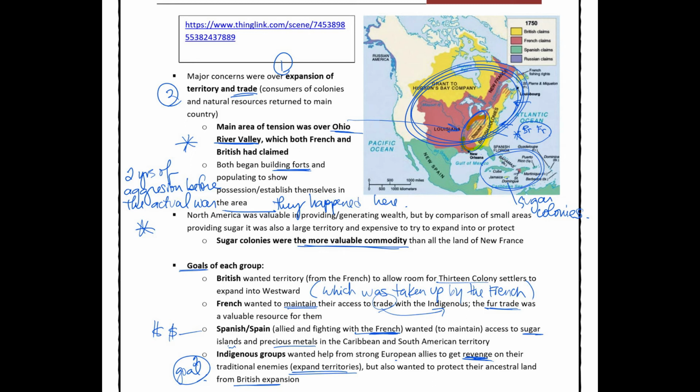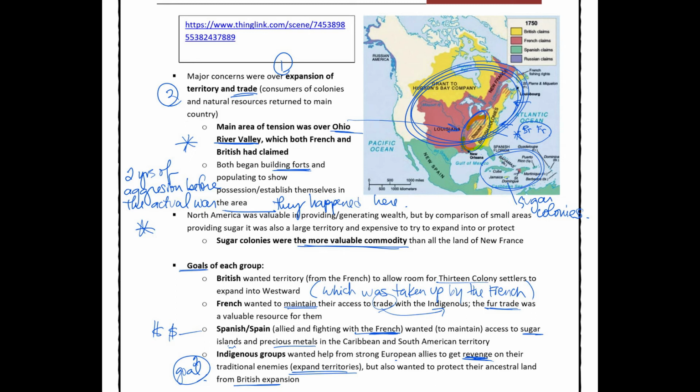The Spanish were only there necessarily because they were allied with the French. Their main goal, though, was they wanted just to keep their access to those sugar islands for the sugar and for precious metals. So they weren't necessarily interested in the North American continental areas, other than that their ally was there and they had to support them. And their support was mostly financial.